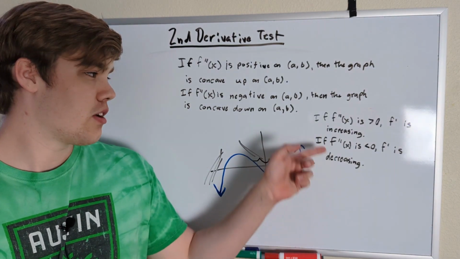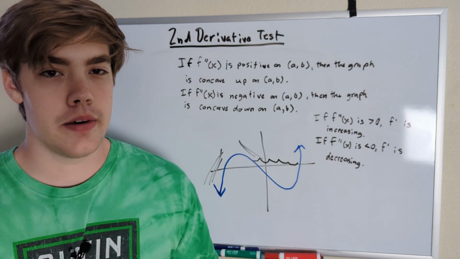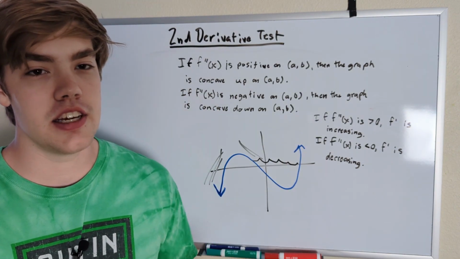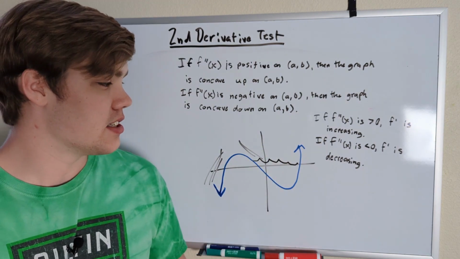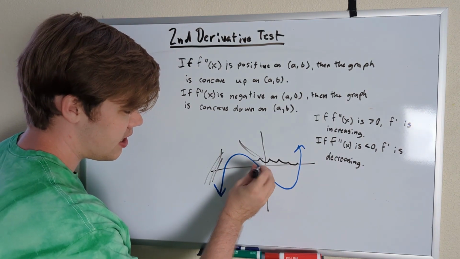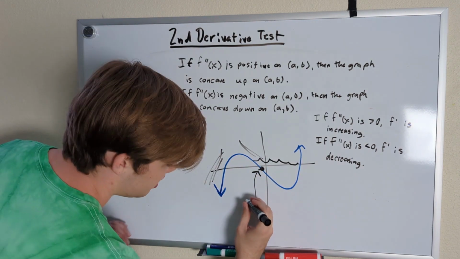Another important thing to know is what I've written down over here. If f double prime of x is greater than 0, then f prime is increasing. In other words, the graph is increasing at that point. If f double prime of x is less than 0, then f prime is decreasing. And I want to highlight this point roughly there. This point is an inflection point.